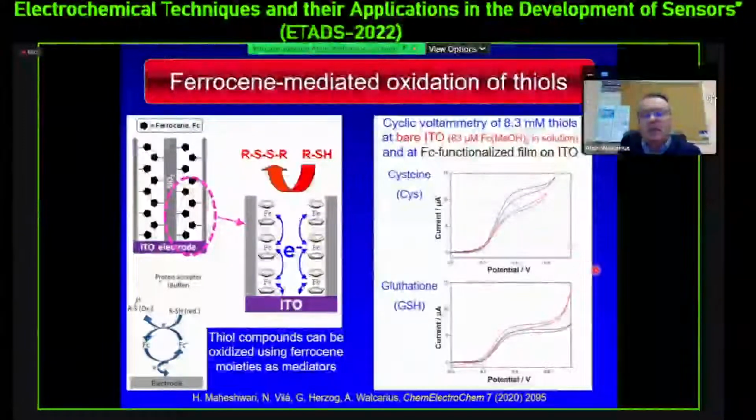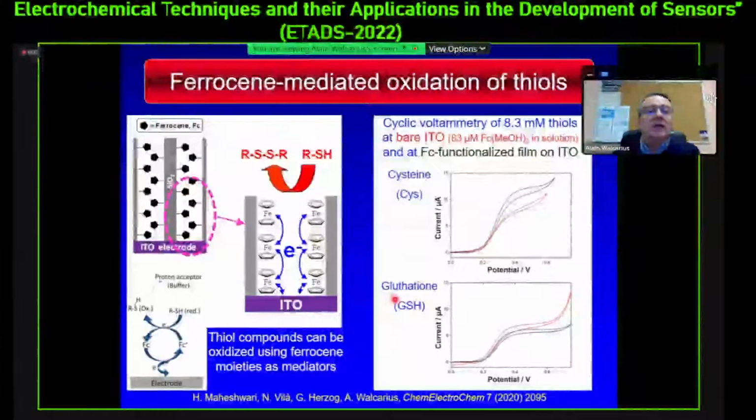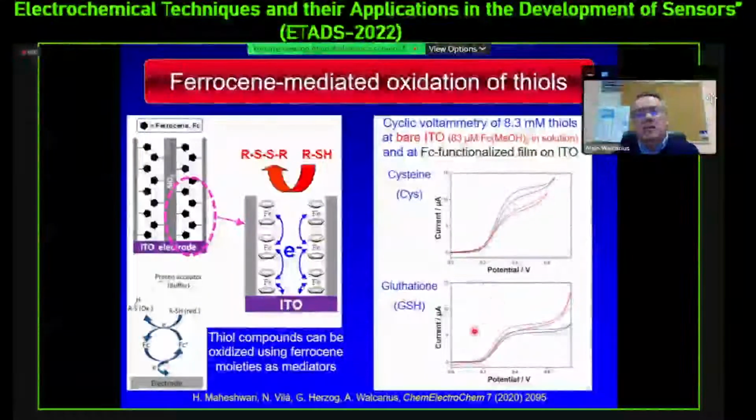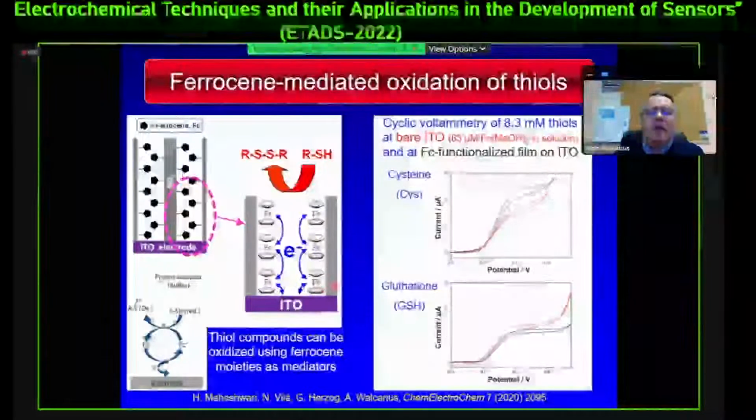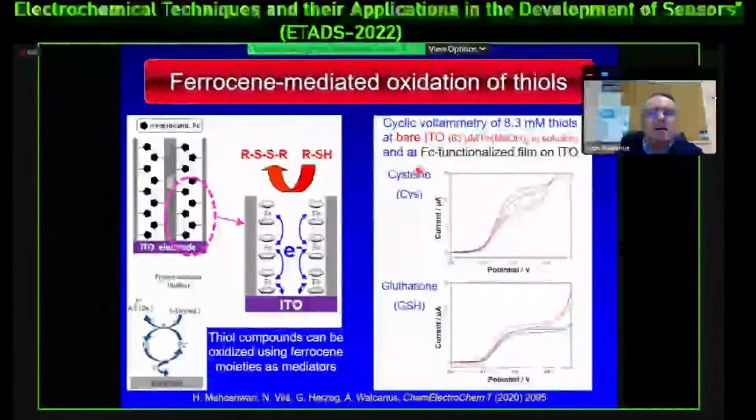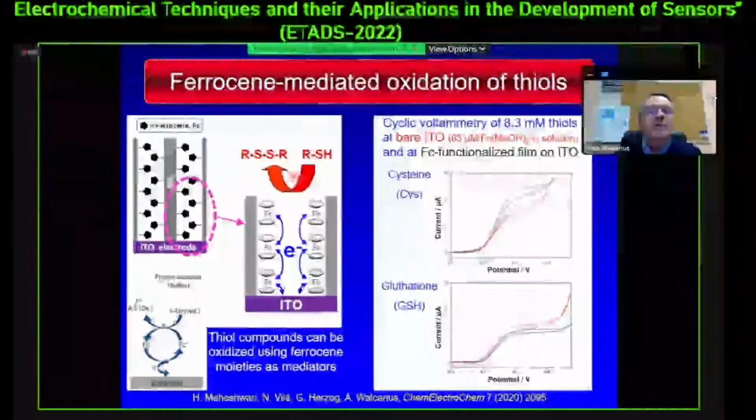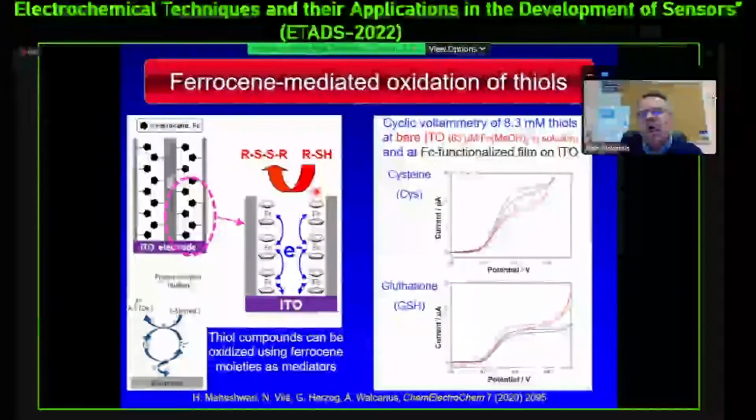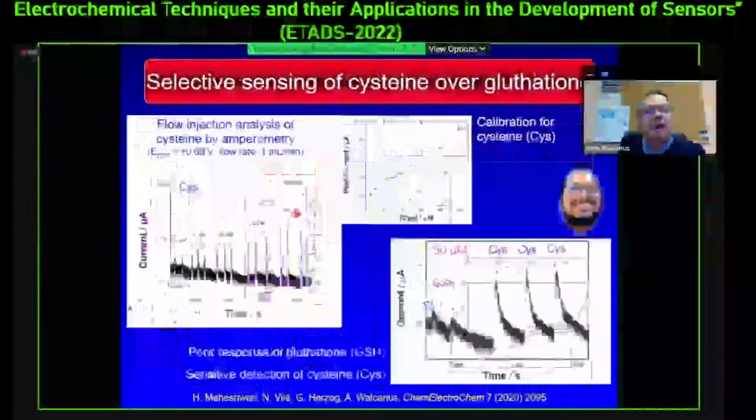In both cases, the electrocatalytic response is present, but it seems that the film has a better response for cysteine than glutathione. In solution, there is no difference, but in the film, there is a difference. And why this difference? Probably because the cysteine is much smaller than the glutathione, and the diffusion inside the film is faster. So we can think about having a selective detection of cysteine over glutathione.